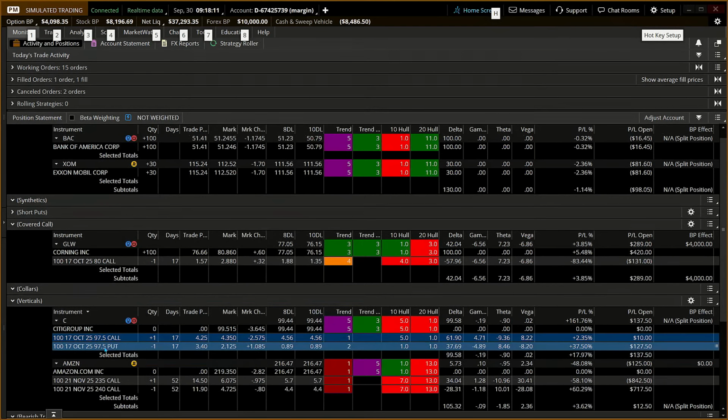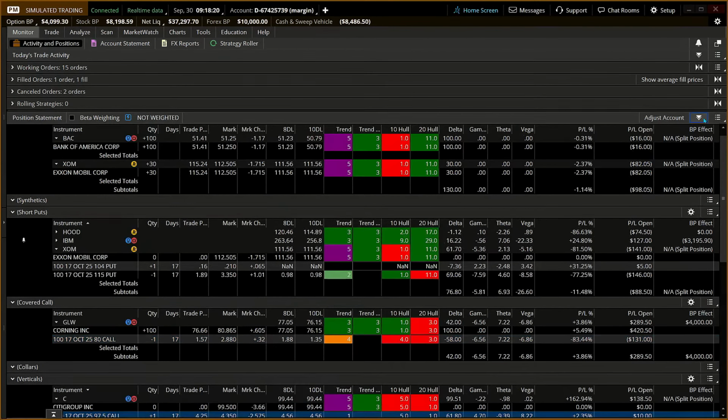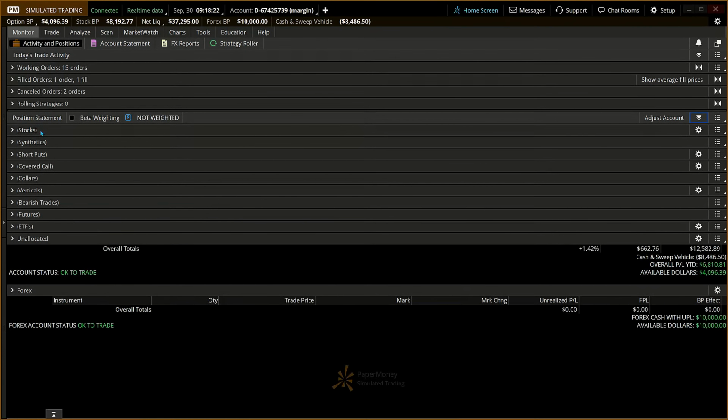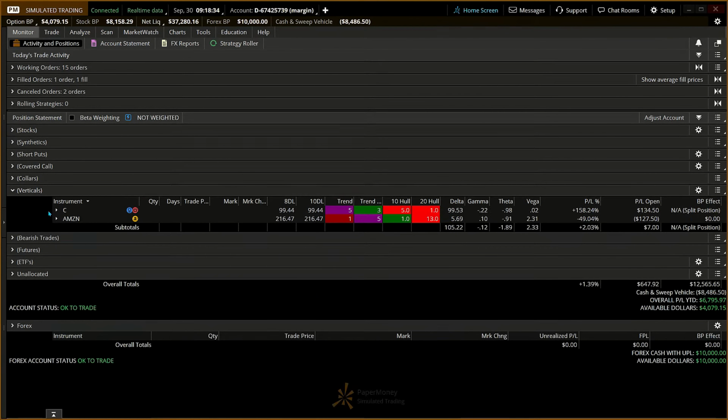Now, wait, are those both bullish positions? They sure are. By the way, notice that this is also organized. They're organized based upon what strategy they are. Why do you do that? I think of this like a file folder. When I pull up verticals, I want to know what positions in the account are verticals.